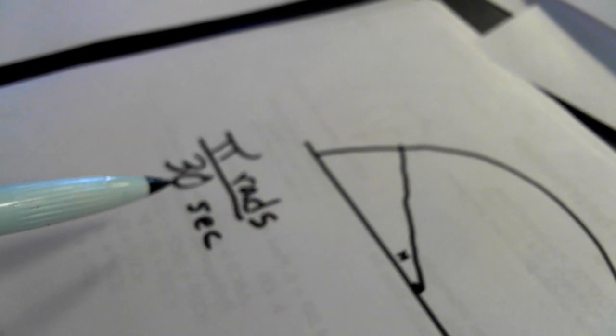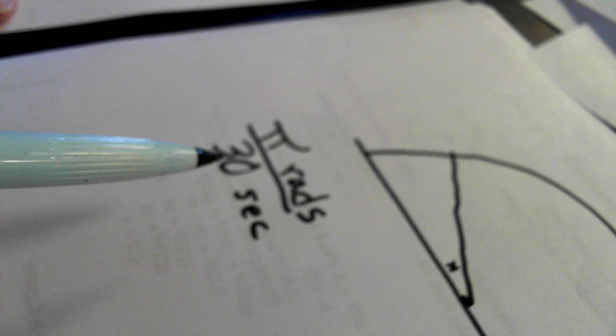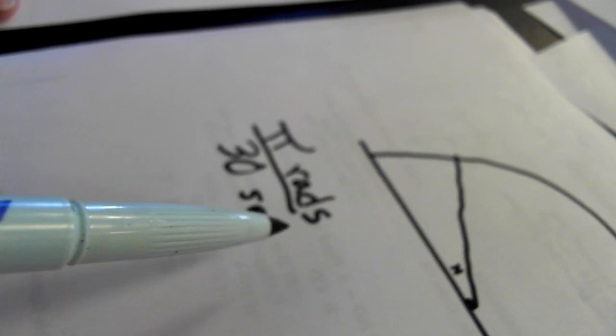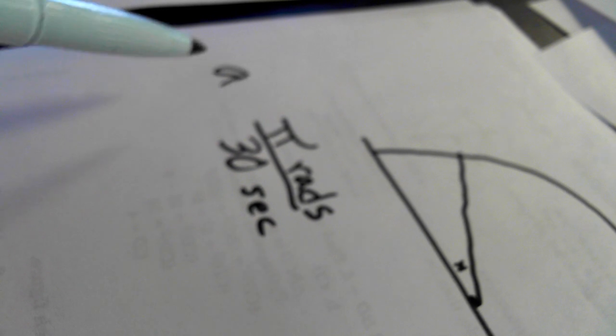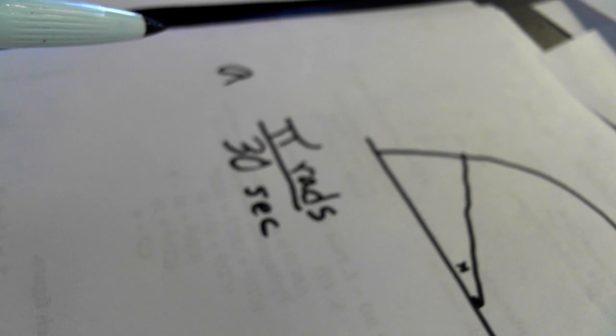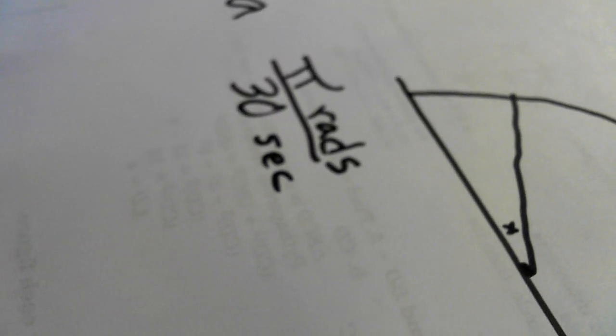That can be the answer right there. Pi radians per 30 seconds, pi 30th rads per second. So that's your answer to A. Pi 30th of a rad per second is how fast that angle is increasing. Then they ask, how fast is y changing? Y is the angle up here.